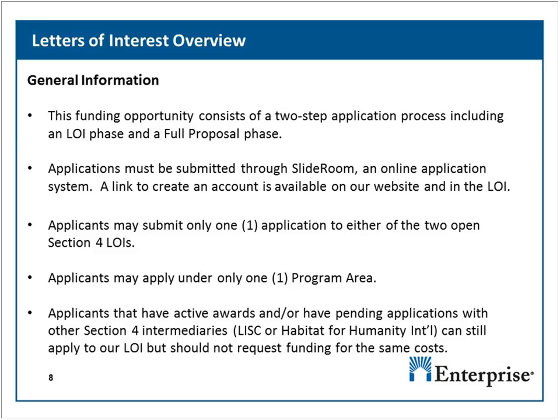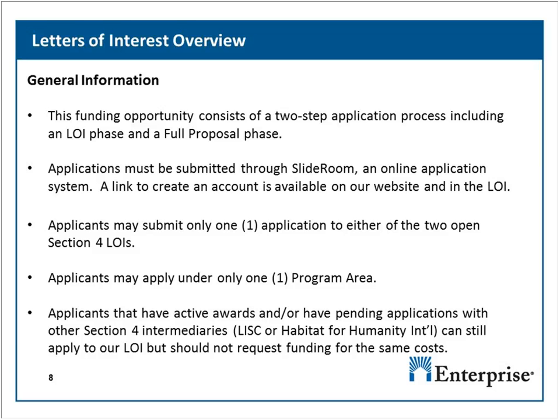Applicants may submit only one application to either of the two open Section 4 LOIs. So there are two LOIs going on at the same time, the rural and Native American and then the national. And national really covers the Enterprise markets and then outside Enterprise markets, but for urban work. So if you're an organization with both an urban and rural footprint, you cannot apply under both. You have to choose one or the other. I would encourage you to take a look at both and see where your application might best fit.